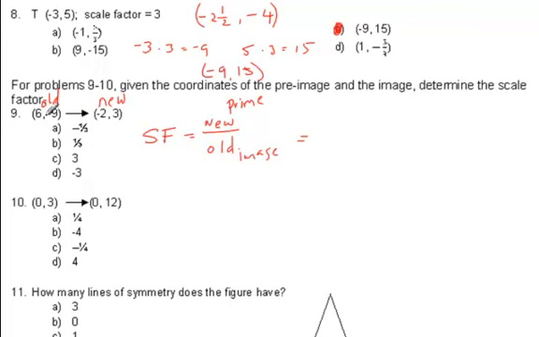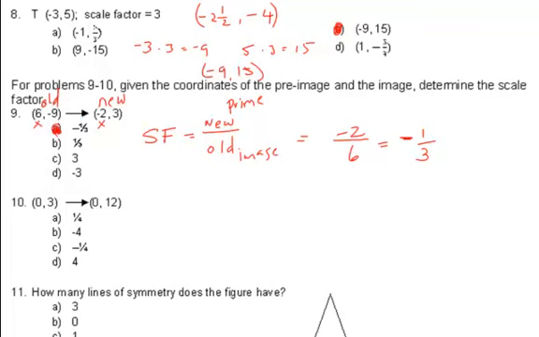So we just pick either the x's or the y's, it doesn't matter. So I might as well do the x's. So I have -2, that's our new one, over 6, which is our old one, and then we simplify. So negative over a positive is a negative, and then 2 over 6 is what? Simplify it. 1/3. And there's your scale factor. Okay, it's going to be 1/3 as small, and it goes in the opposite direction.